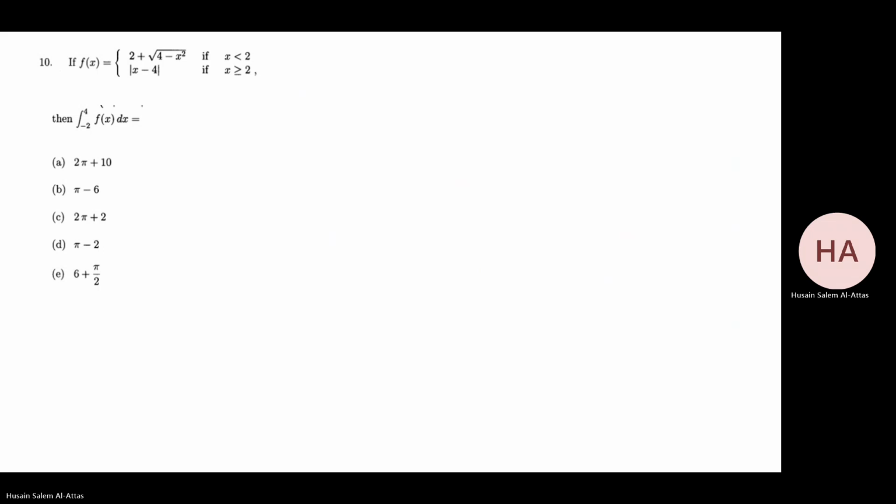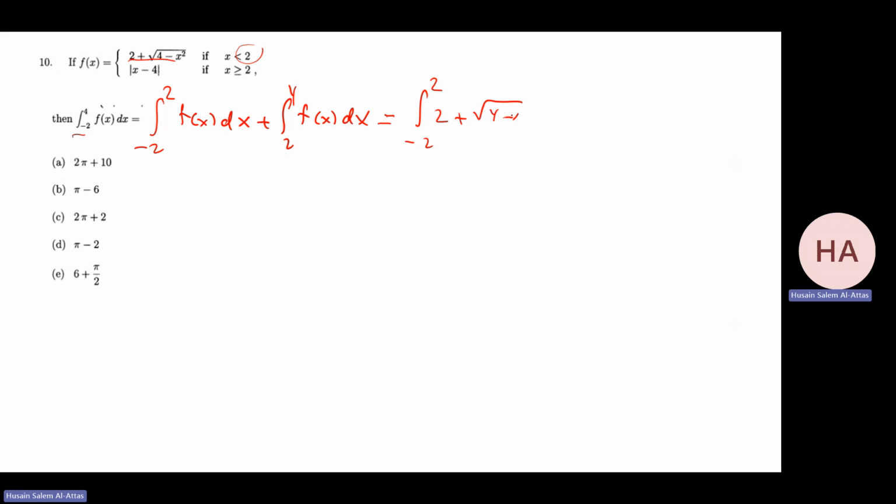Okay. This one, I want it from minus 2 to 4. And 2, I need to split it with the 2. So these things will be equal integral from minus 2 to 2, f of x dx, plus 2 to 4, f of x dx. With the minus 2 and 2, I'll take this. That will be integral of 2 plus square root 4 minus x squared dx, plus 2 to 4, absolute value x minus 4 dx. Okay, this one I can do it as an area.